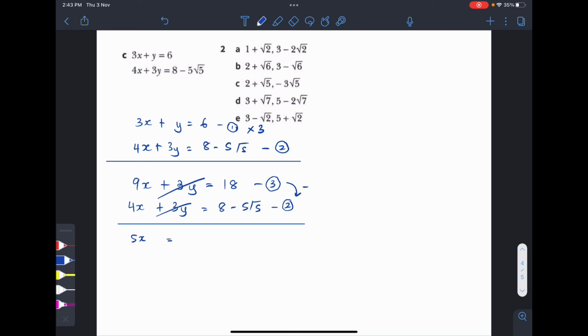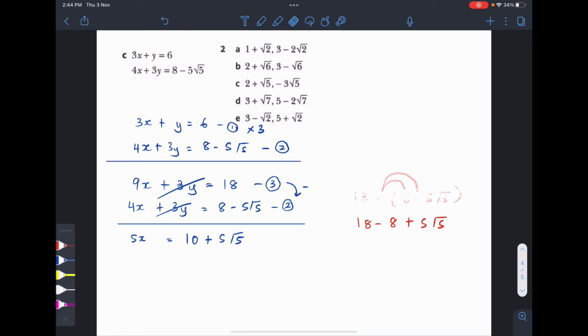Over here, guys, you have to be a little bit careful, yeah? So you've got 18, minus, you're actually trying to minus 8 minus 5 root 5. Okay, so this is a very common mistake that can happen. You see the minus will actually change the symbol on the inside. You will get 18 minus 8 plus 5 root 5, guys. So that's exactly what's happening. So 18 minus 8 is 10. So I've got 10 plus 5 root 5, okay?